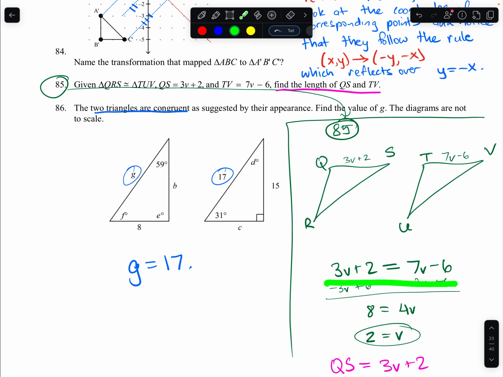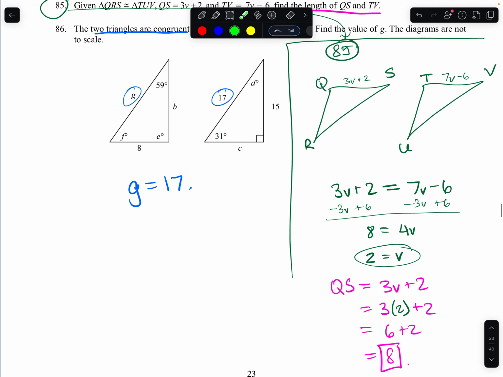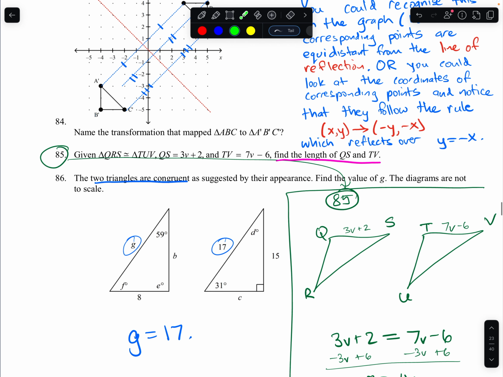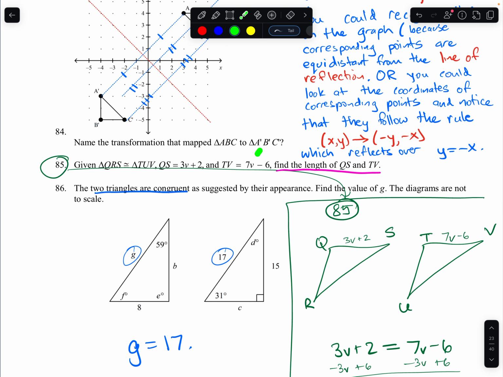So I can set those lengths equal to each other and solve for V. It's not asking us to solve for V though. It's saying find the length of QS or TV. So plug this into V and get a length of 8. You could have also, just as a side note, plugged 2 in for V here, and you will still get 8 because that's the whole point. These sides of the two triangles are congruent to each other. They have the same length.